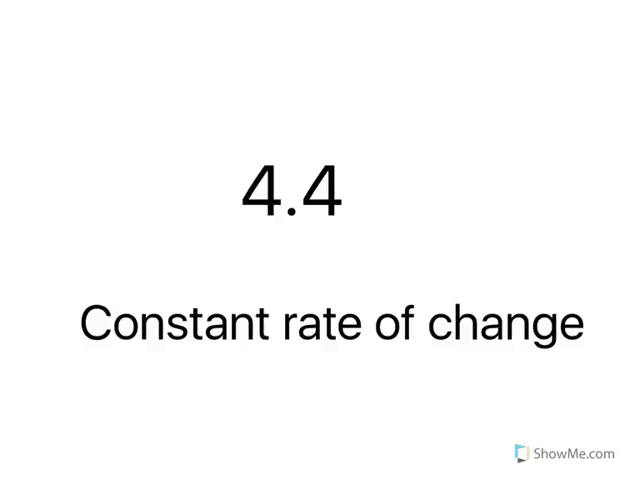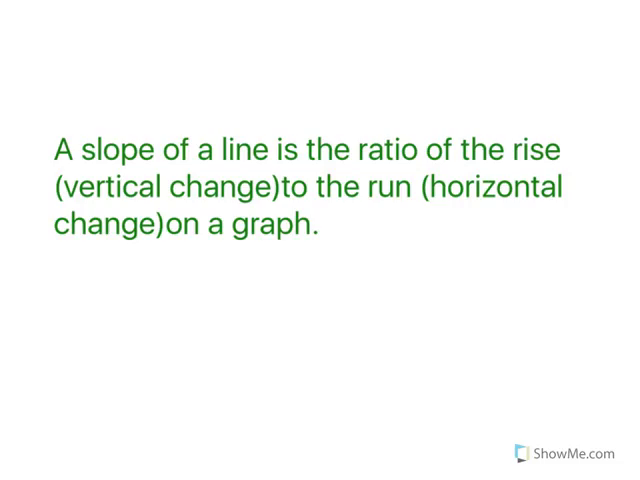This lesson is on section 4.4 titled Constant Rate of Change. This lesson is very similar to last lesson when we found the rate of change, but this lesson is based off of constant rate of change, which is also referred to as slope, like I referred to in the last lesson. And the slope of a line is the ratio of the rise, so that vertical change, to the run, which is that horizontal change.